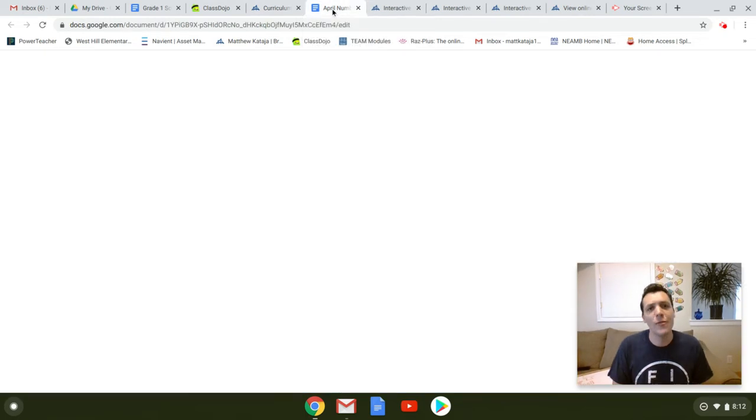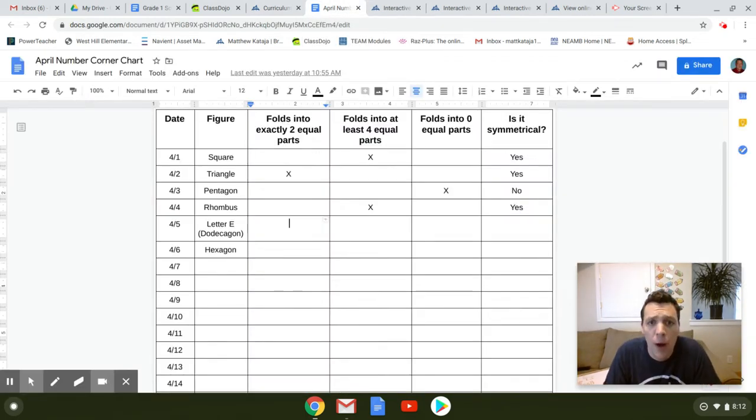So for today's number corner, I made a chart. We are always looking for patterns, and in the classroom, we would make a big chart on chart paper, and we would fill it in every day, and it helps us notice the patterns. So here's my chart. What we're looking for is this thing called symmetry, and you'll hear me say it over and over again.